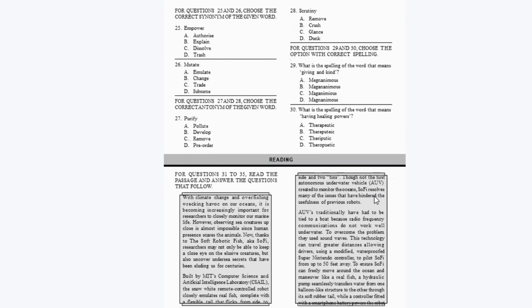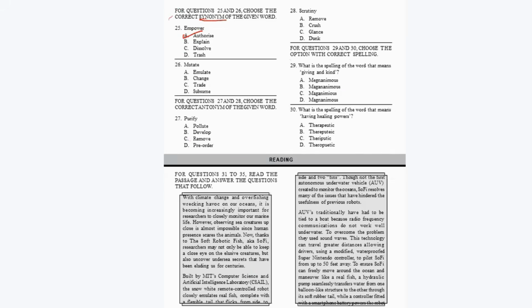Now let's go to the question number 25. For questions 25 and 26, choose the correct synonym of the given word. Synonym means same meaning word. So here the first word is empower. So what do you mean by empower? To give somebody a power, okay, or some authority. So here the correct answer would be authorize.